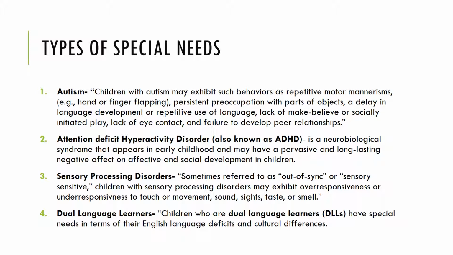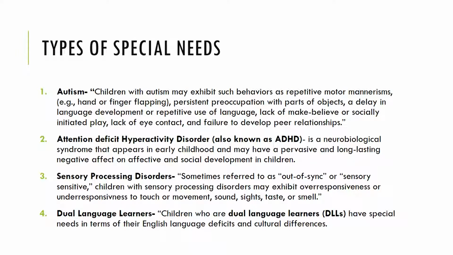Another one is dual language learners, and these are children who speak 2 languages, and they have special needs in terms of their English language because they are not able to understand us, and sometimes we can't understand them. So this doesn't necessarily mean they have special needs. This just means they have like a learning delay, and they're going to need help trying to translate their language to English or English to their language.